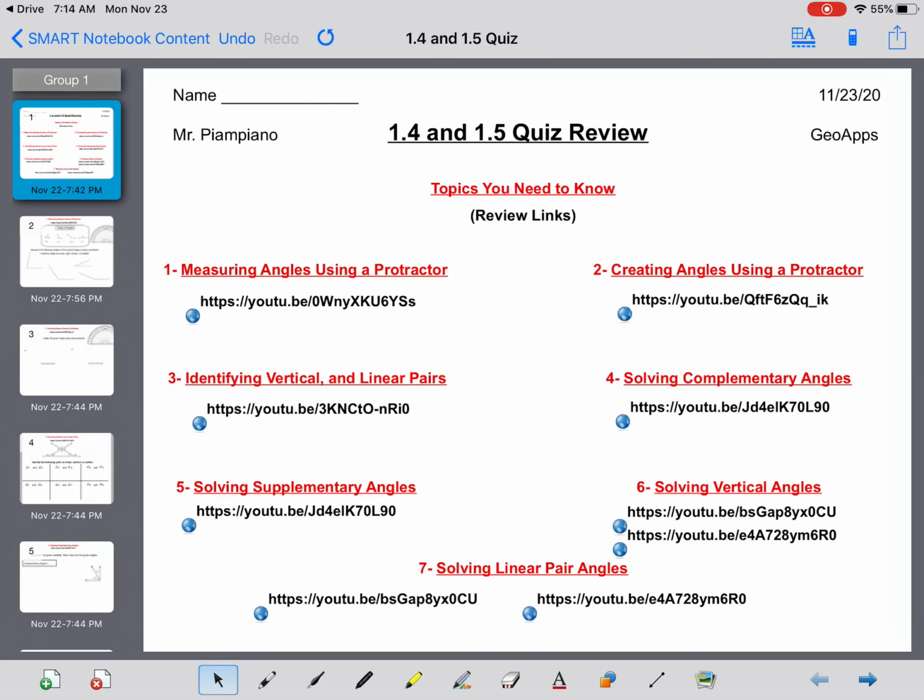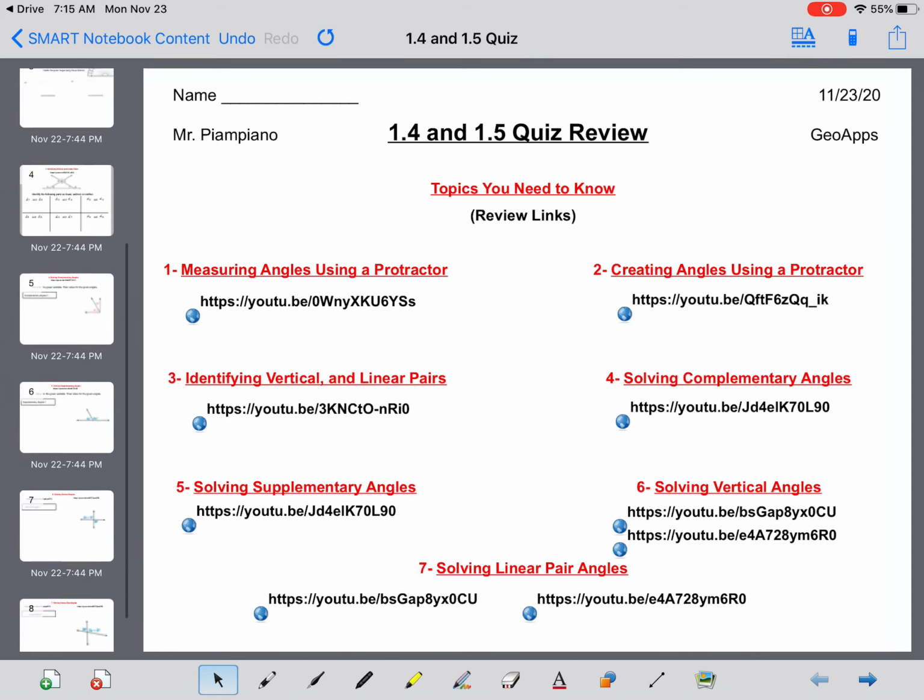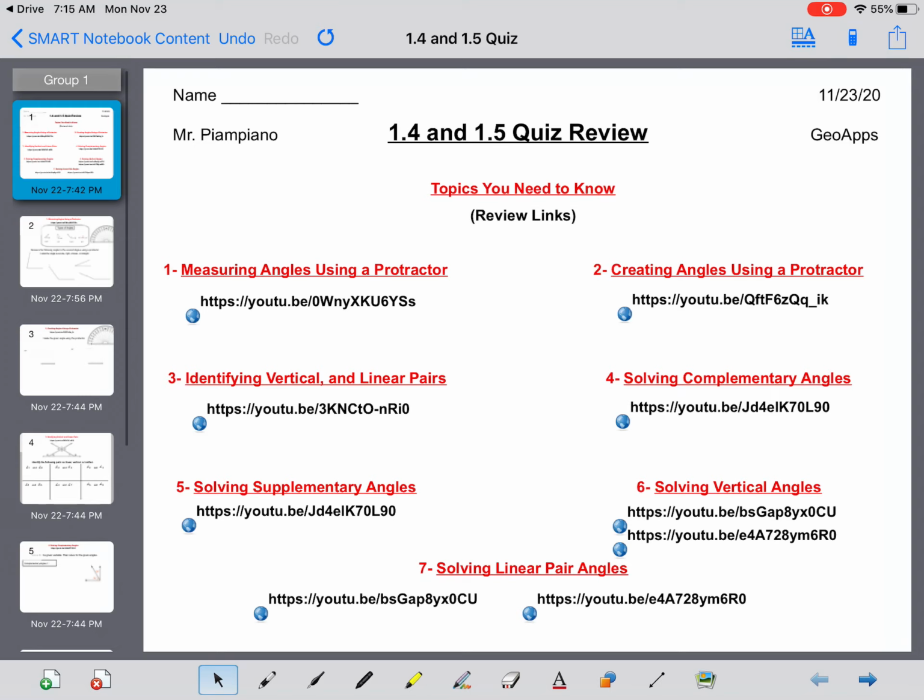All right, everyone, this is your quiz review for sections 1.4 and 1.5 in geometry applications. If you look here, here's the 7 topics that you need to cover in the red for your quiz. And if you notice, I've given you the links to all the previous lessons that cover these individual topics. So if you need to review it a little further, please visit these links and get a little more practice in, okay? All right, I'm going to break down each section and we're going to walk through this together. And your quiz is going to look very similar tomorrow.